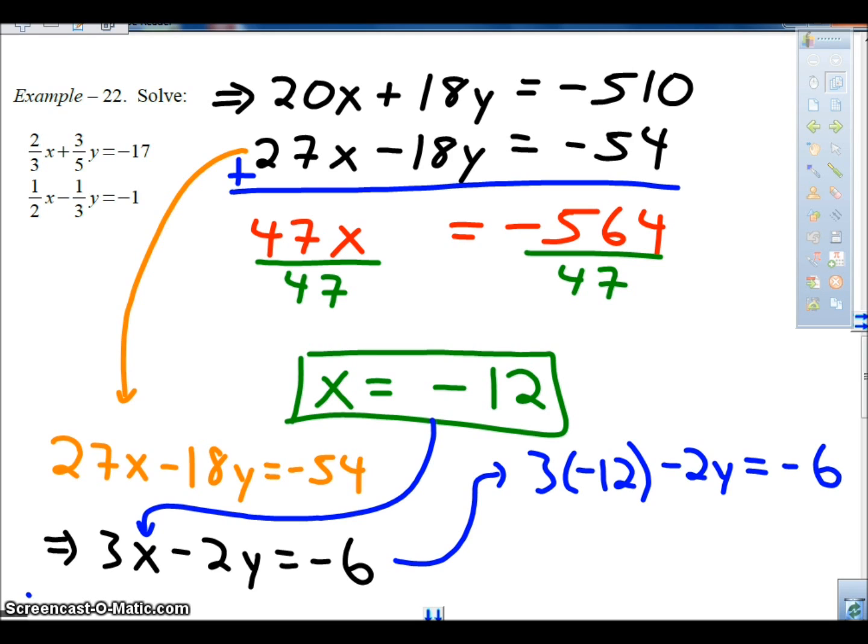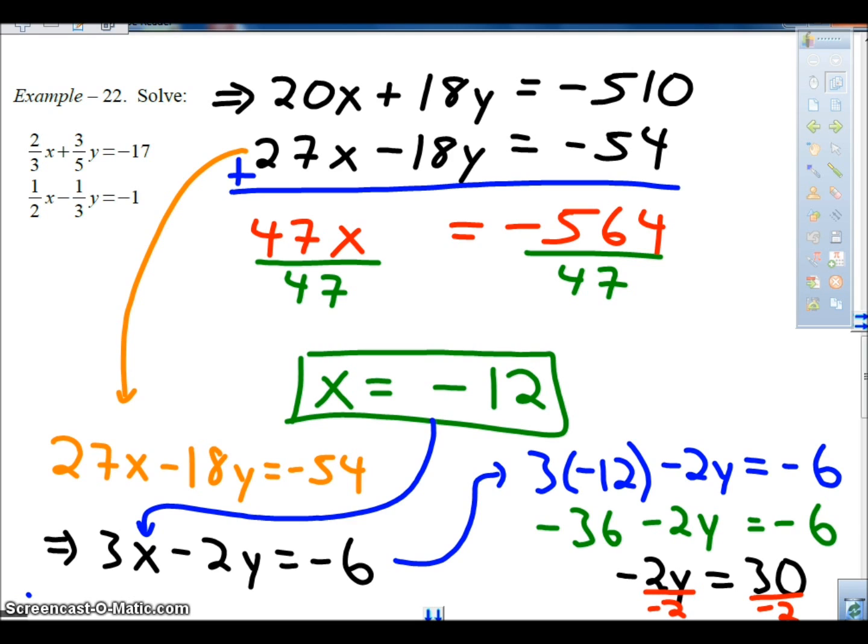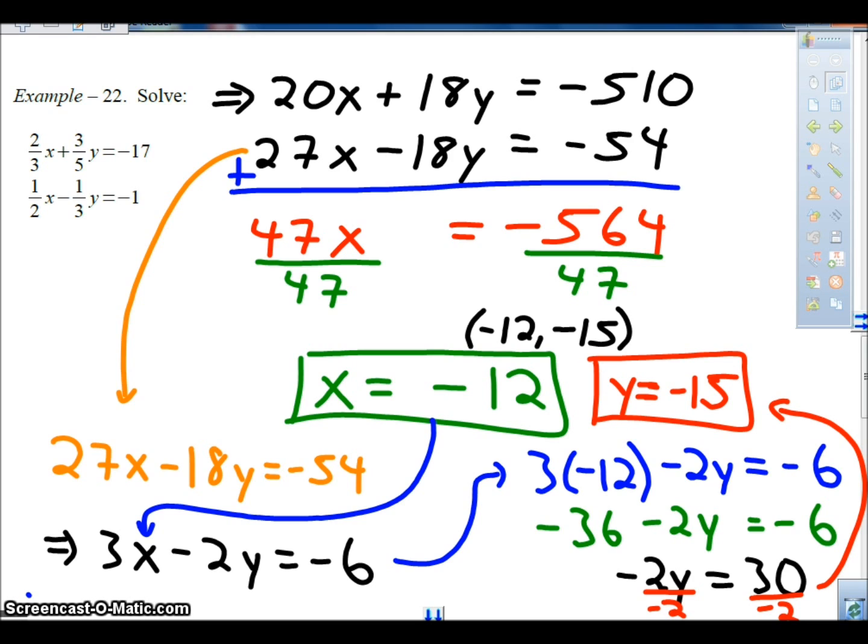3 times negative 12 minus 2y equals negative 6. We'll simplify this. We get negative 36 minus 2y equals negative 6. We add the 36 to the other side, and so we'll end up with negative 2y equals 30. And then we divide by negative 2 on both sides. And so our result here for y is negative 15. So putting those two together, we get the ordered pair negative 12 comma negative 15. That is our final answer.